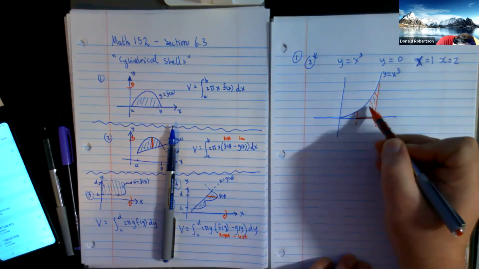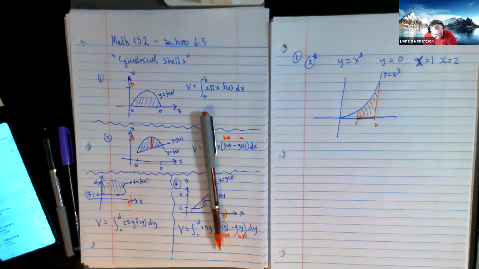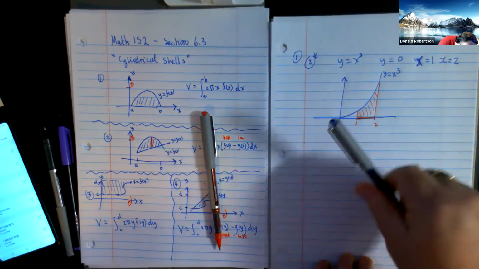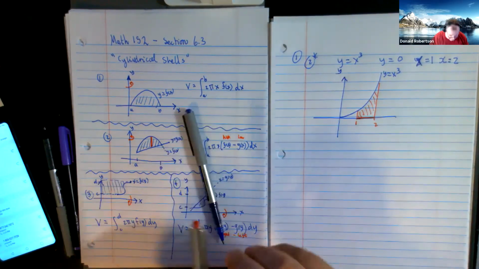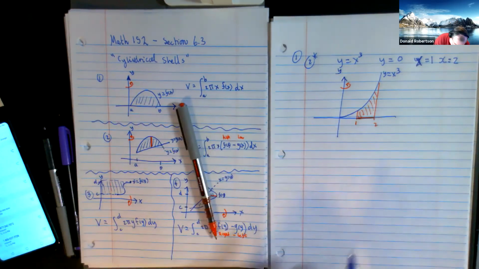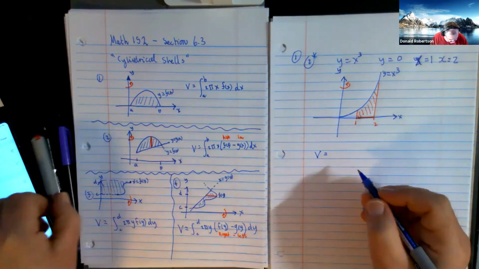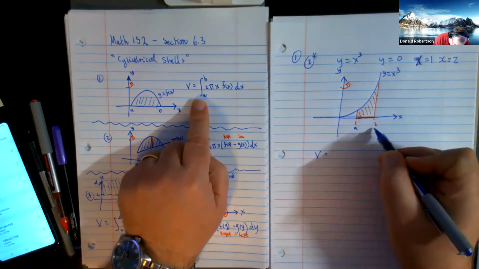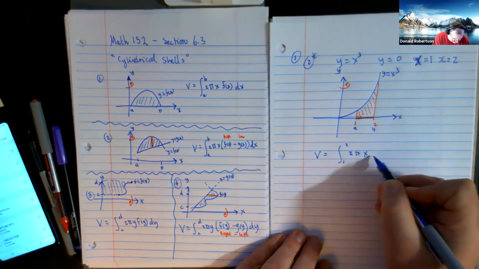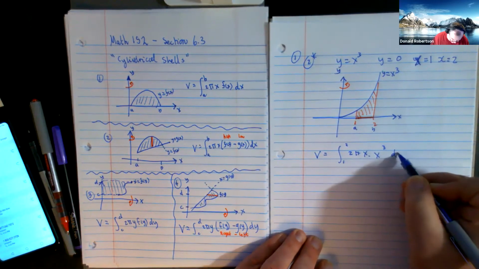So what they have done is told me the single curve that we are going to rotate about the y-axis. Well, the volume is in terms of x's, so it's from a to b, so that's from 1 to 2. 2 pi x times x cubed, because that's what f of x is, right? dx.